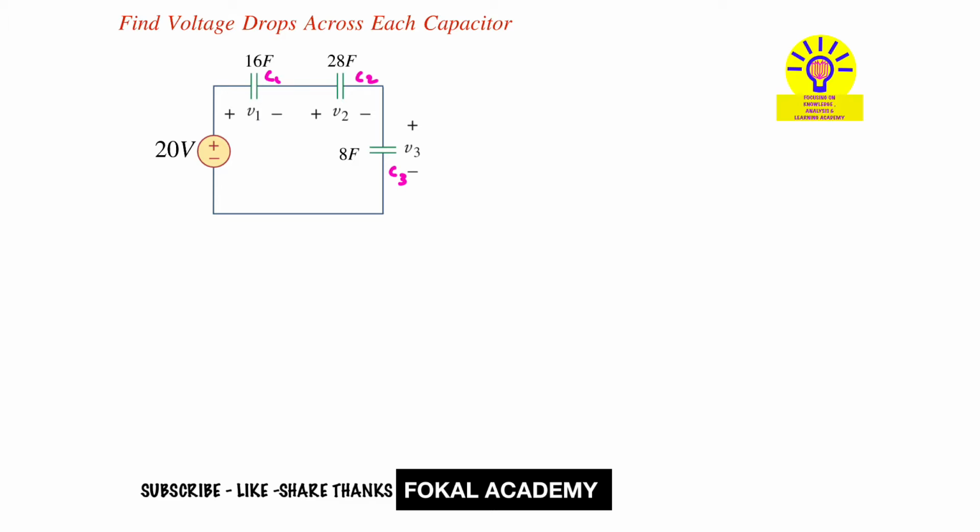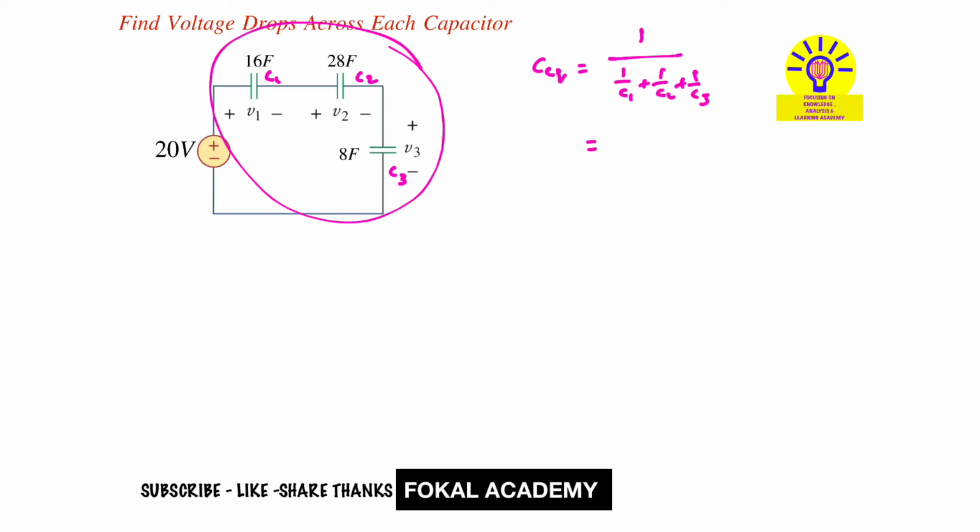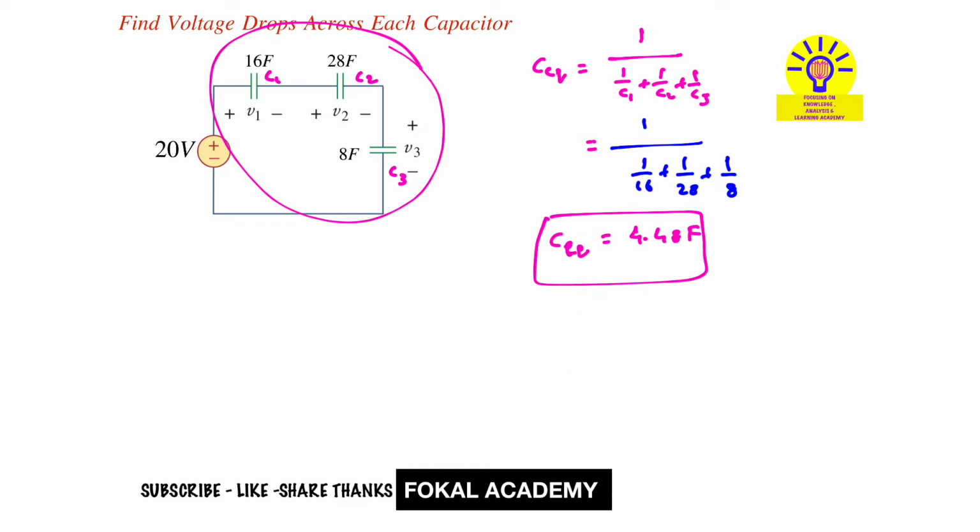First of all, find the overall capacitance for the given circuit. The equivalent capacitance: here 3 components are in series, so 1 by C equivalent equals 1 by C1 plus 1 by C2 plus 1 by C3. Now substitute all the capacitance values: 1 by 16 plus 1 by 28 plus 1 by 8. By simplifying this, we get equivalent capacitance equal to 4.48 farads.